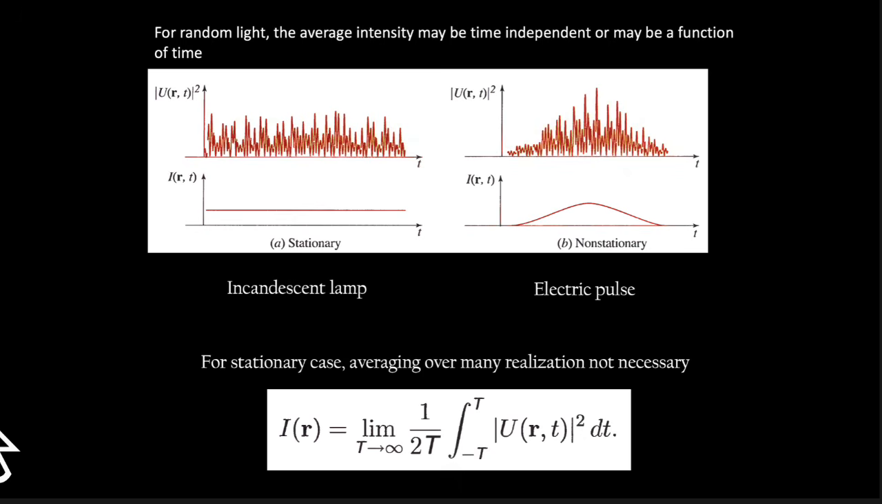For the stationary case, please remember that the averaging over many realizations is not necessary, for the reason illustrated in this diagram. Whereas if you take the generalized function of intensity, then you have to take this capital T, which is the total time period tending to infinity, because you are now considering it over a large time scale. Then it can be associated with an integral from minus T to plus T, and this modulo u square dt has to be averaged over minus T to plus T. This is an important distinction, and this is a generalized definition of intensity which we'll have to keep in mind.